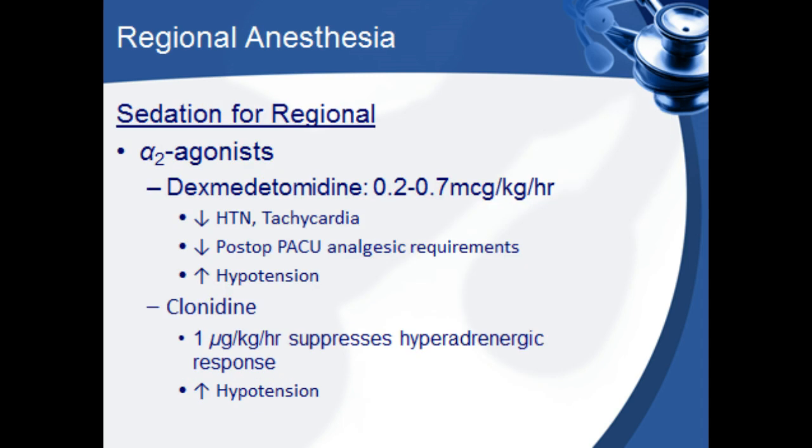Alpha-2 agonists may be used for sedation during CEA. Dexmedetomidine appears to reduce hypertension and tachycardia, but it can increase hypotension. It also reduces postoperative analgesia requirements in the PACU, usually used at a dose from 0.2 to 0.7 micrograms per kilogram per hour. Clonidine IV at 1 microgram per kilogram per hour suppresses the hyperadrenergic response to carotid endarterectomy surgery. It also increases hemodynamic stability with superficial cervical plexus block, but can also increase the incidence of hypotension postoperatively.